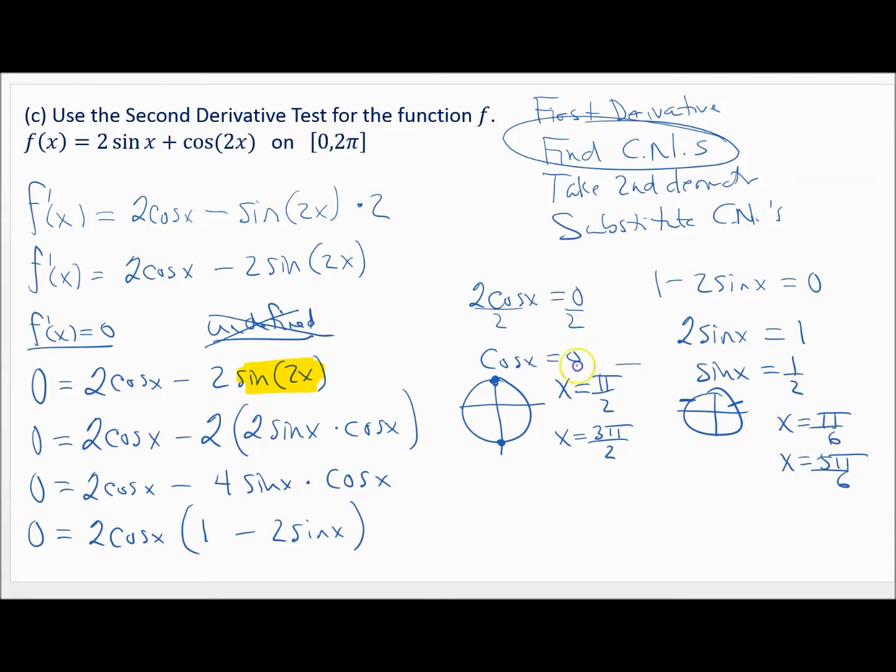Okay, now these guys are critical numbers. Now what am I supposed to do with those critical numbers? I'm supposed to substitute them into the second derivative. Uh-oh, so I've got to find the second derivative too?